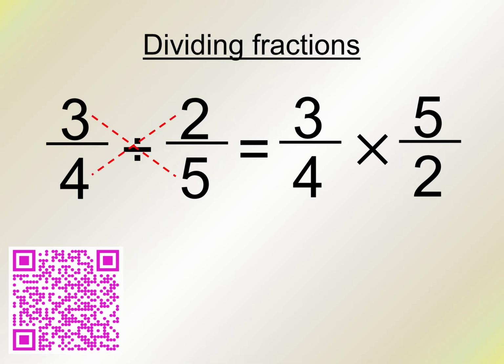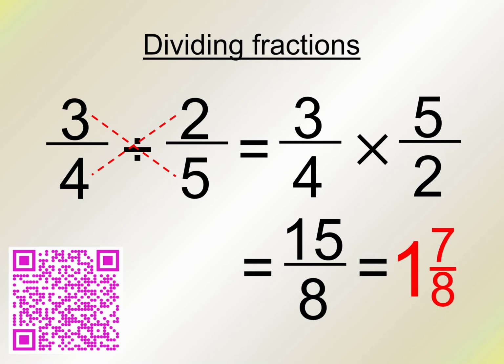Another way to view it is cross multiplication. So 3 times the 5 gets you 15, and 4 times the 2 is 8. Notice it's now an improper fraction, so do change it into a mixed number. So 8 goes into 15 only once with a remainder of 7. So the denominator stays the same as 8. So it's 1 whole and 7/8.